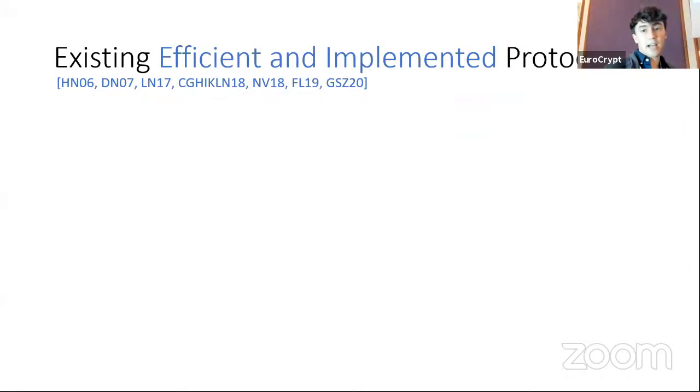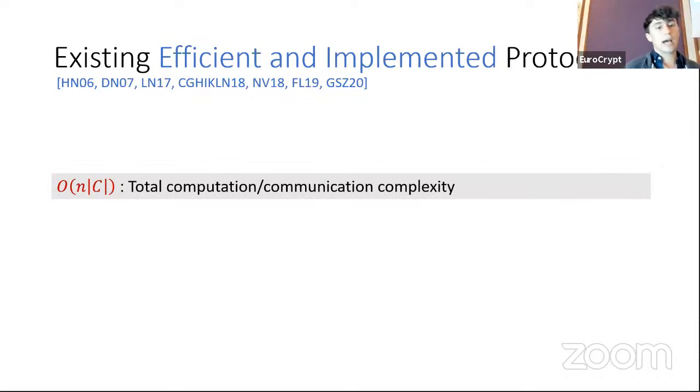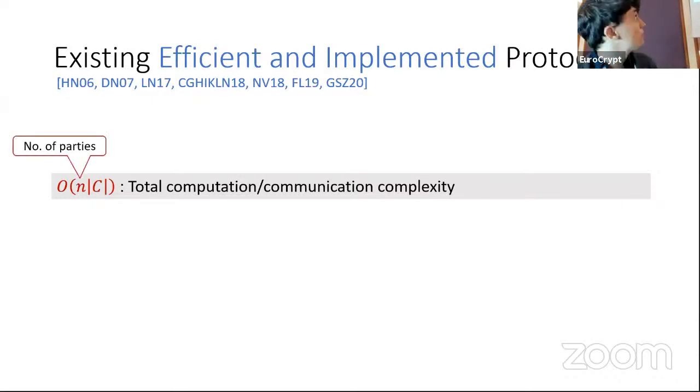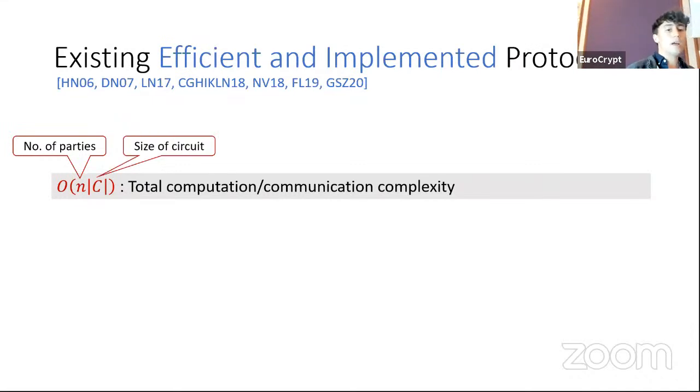Over the past many years, we've seen a lot of really impressive and efficient results in secure multi-party computation that have resulted in a number of protocols that are actually efficient enough to instantiate and run and have real applications. In general, these protocols all have order n times c total computation and communication complexity. And what are these things? N is the number of parties that participate in the protocol, and C is the circuit. And so we say, the size of C is the size of the circuit.